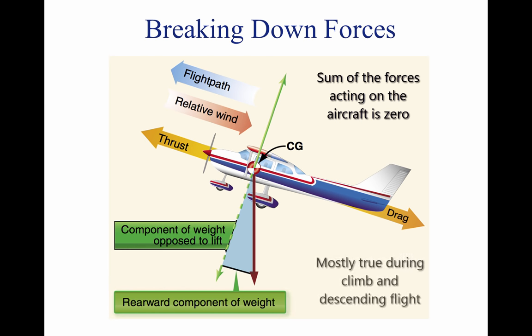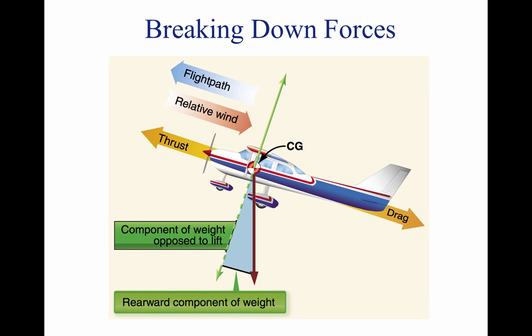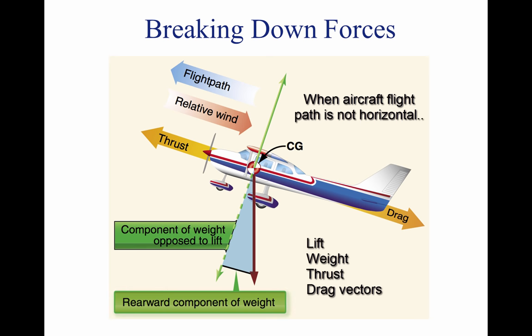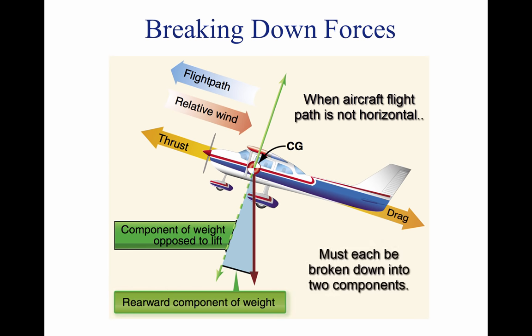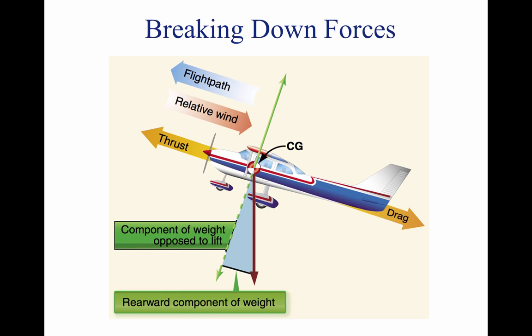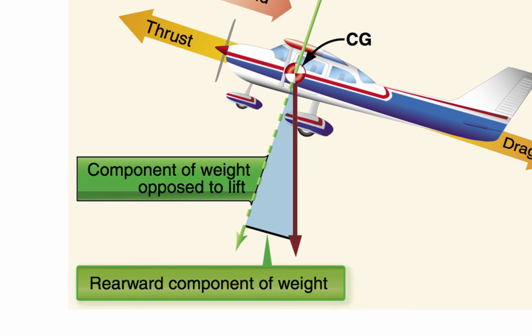This is, for the most part, true during climb and descending flight, but things are a bit more complicated. Anytime the flight path of the aircraft is not horizontal, lift, weight, thrust, and drag vectors must each be broken down into two components. For example, during a glide, part of the weight of the aircraft points forward, and therefore acts as thrust. Or, as the picture shows, during a climb, the weight can oppose lift and also thrust.